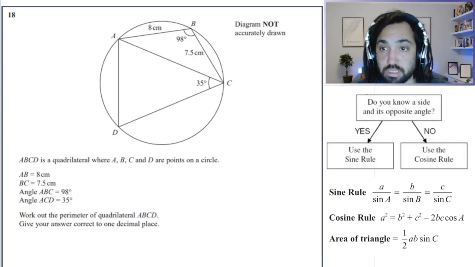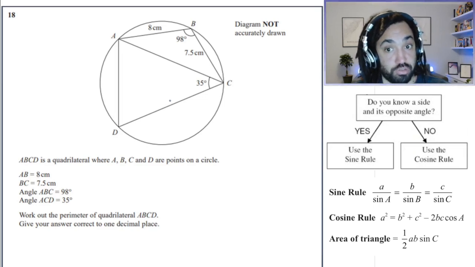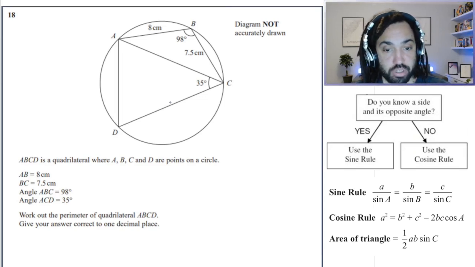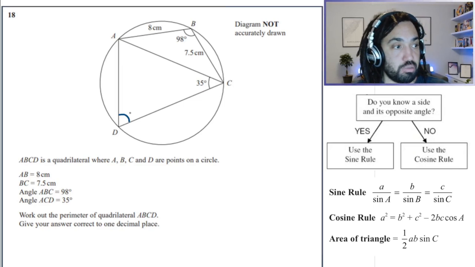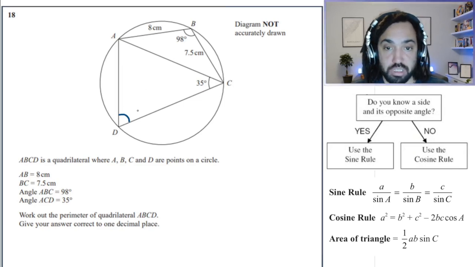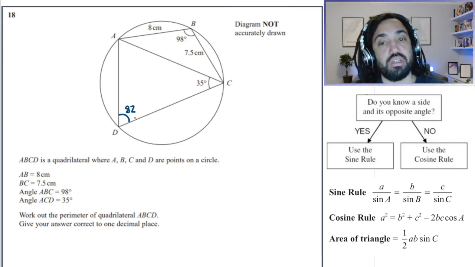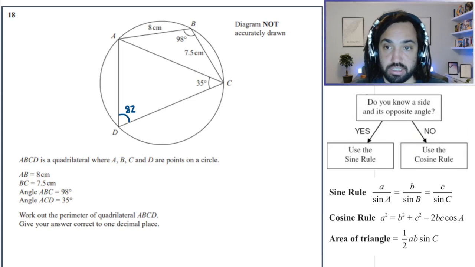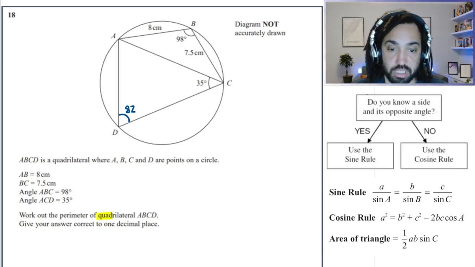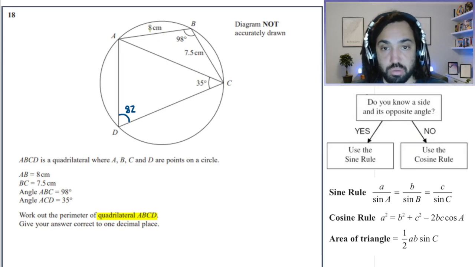Okay, next question, and we've got a circle theorem here. So the first thing I'm going to do is I know that this angle in here plus the 98 must add to 180 because it's a cyclic quadrilateral. So this is 82. Which means I've got two angles in here. Now what are they actually asking us for? They're asking us for the perimeter of the whole quadrilateral. Wowzer. So that means we need to know all the sides.